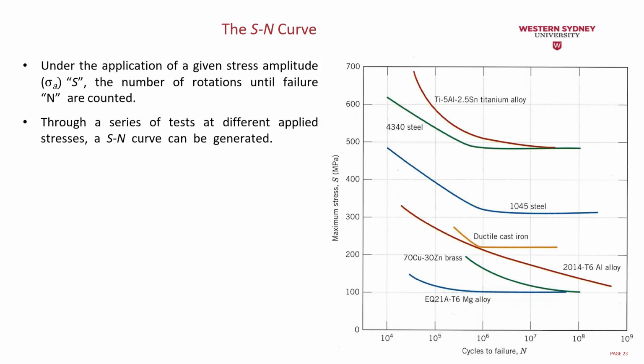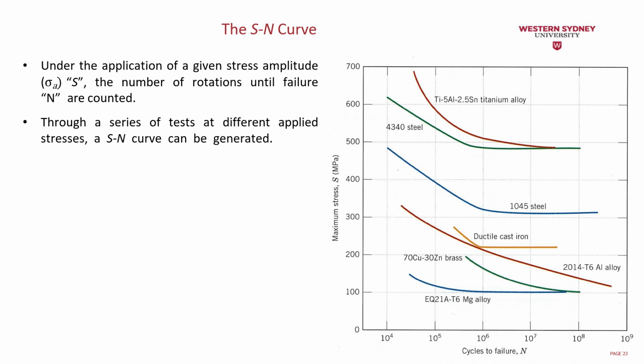Taking these results, we can simply sketch the diagram we have here: the cycles to failure, the number of cycles, against the maximum stress applied in megapascals. You can see here that the test has been done for different materials, and you can see the range of the cycles to failure, starting from 10,000 up to 10 to the power 9 for the case of the aluminum alloy.